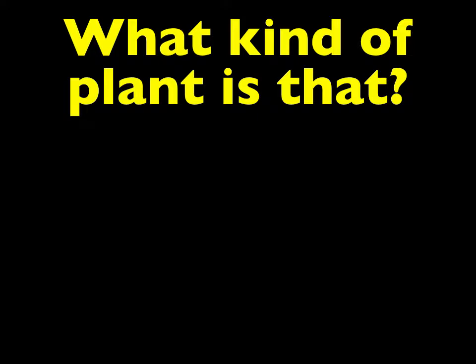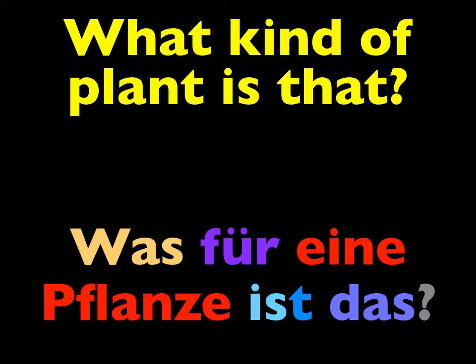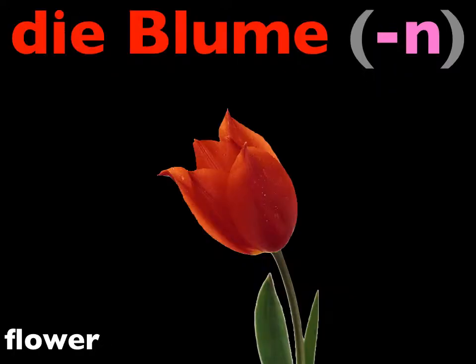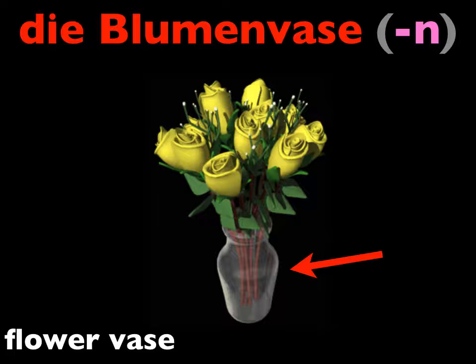Well, hopefully you got it. It would be, was für eine Pflanze ist das? Let's continue. Repeat this word that you've already learned, die Blume. And now repeat the word for a flower vase, die Blumenvase.